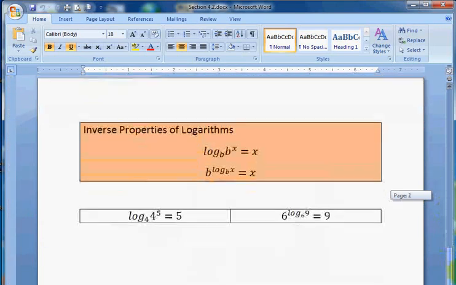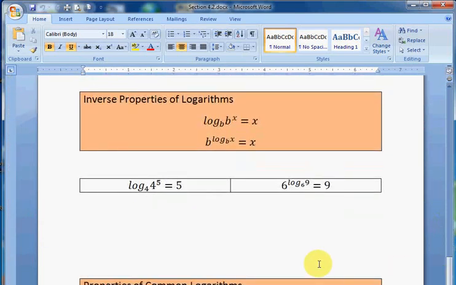There's a couple of properties of logs we want to look at. There's what's called our inverse properties. Logs and exponents basically undo each other. So log base b of b to the x, we saw this before, where we're trying to find the exponent. Log base b of b to the x is simply x. And b to the log base b of x power is x.